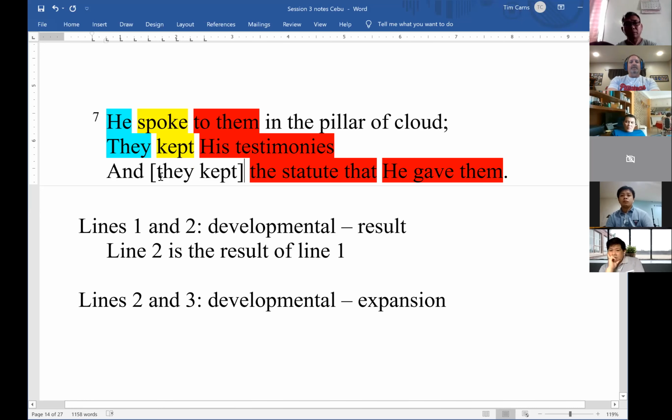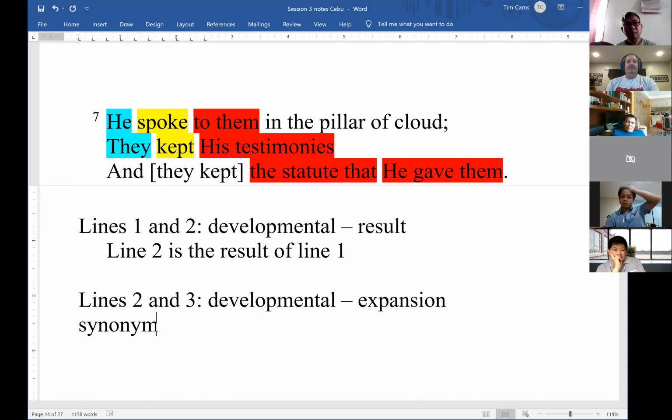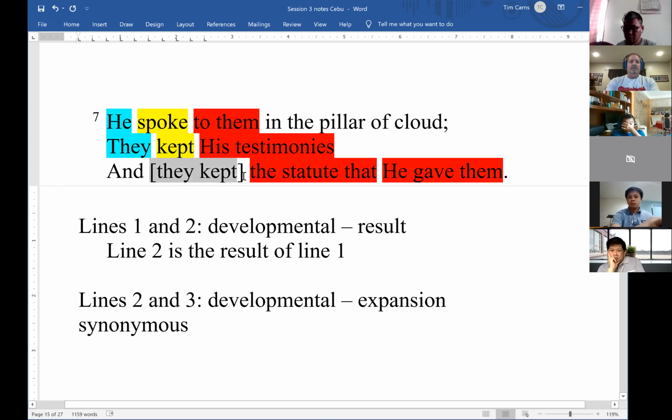So knowing that, I think perhaps lines 2 and 3 actually are synonymous. They're saying the same thing in a different way. They kept his testimonies, they kept the statutes he gave them. He's talking about the same thing. Testimonies and statutes are the same. They're synonymous with each other. It's a little tricky because of the elision, because of these two words the poet did not copy in the third line. So I would go with synonymous in this case.